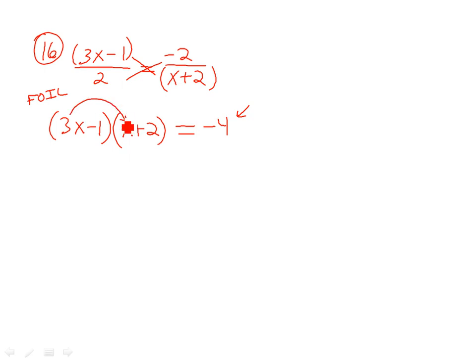What's 3x times x? 3x squared. Outer terms, 3x times 2, 6x, good. Inner terms, for the I there, negative 1x. Last terms, negative 1 times 2, negative 2.